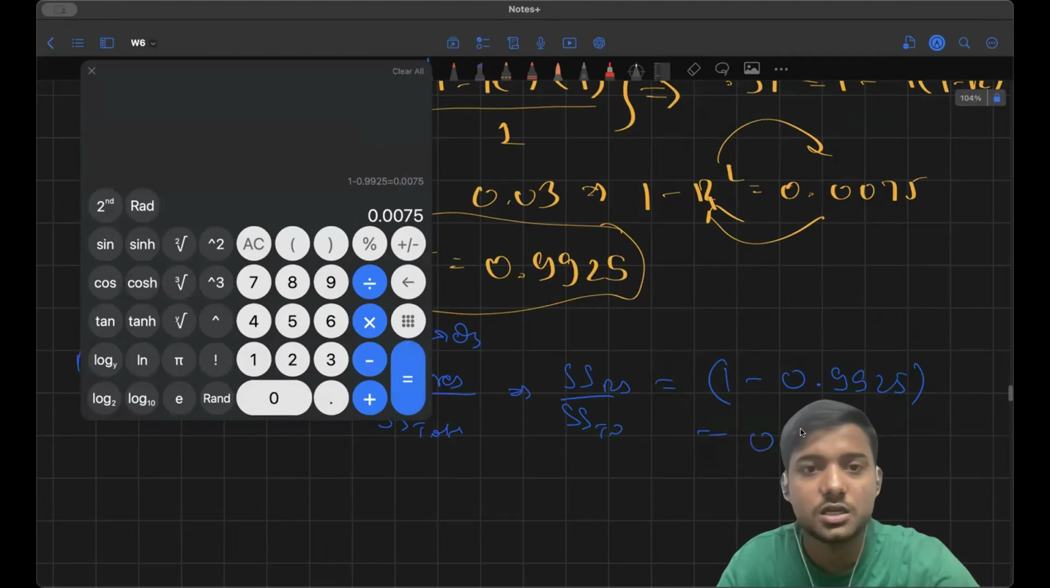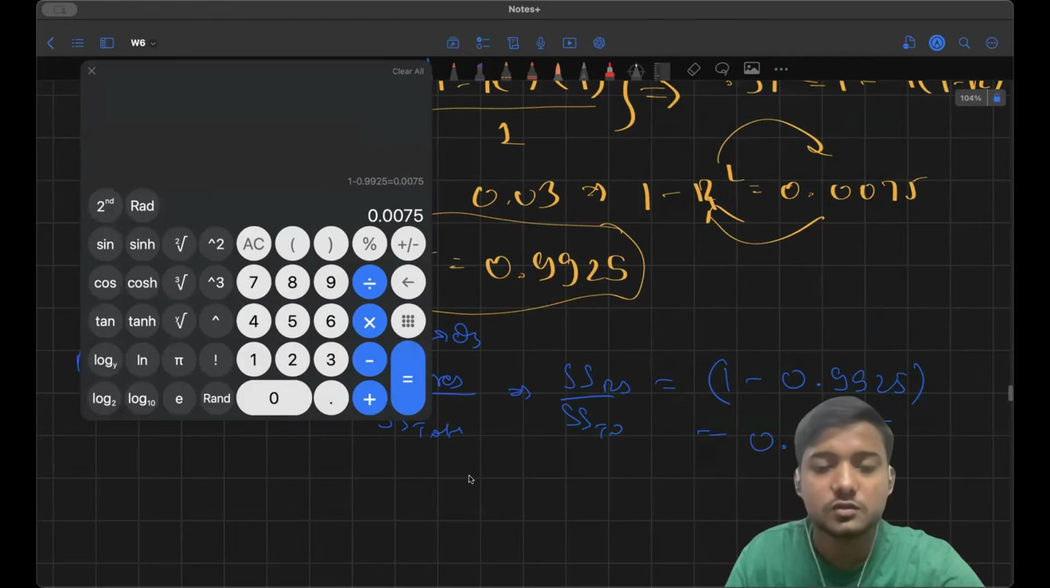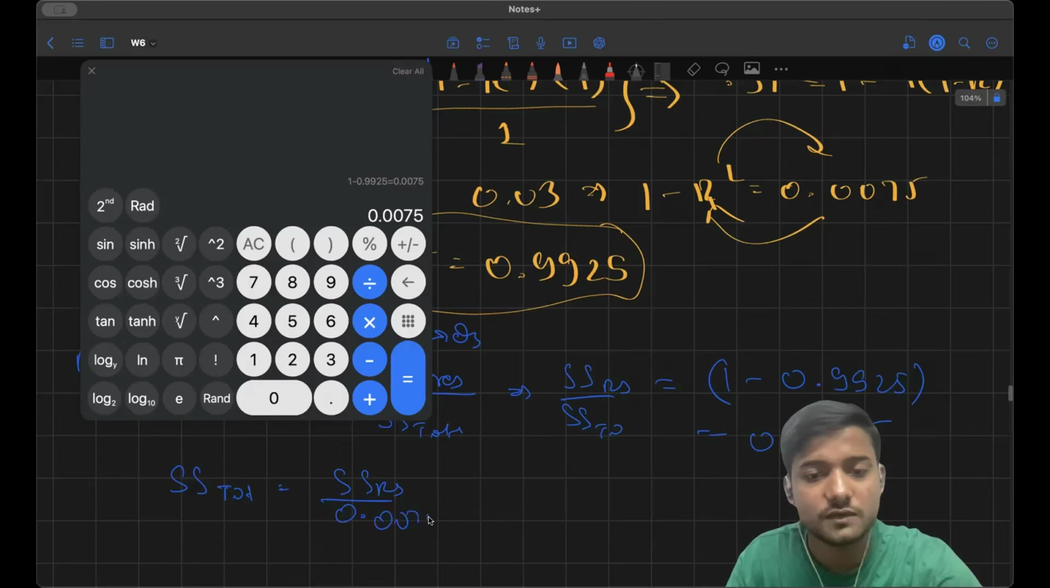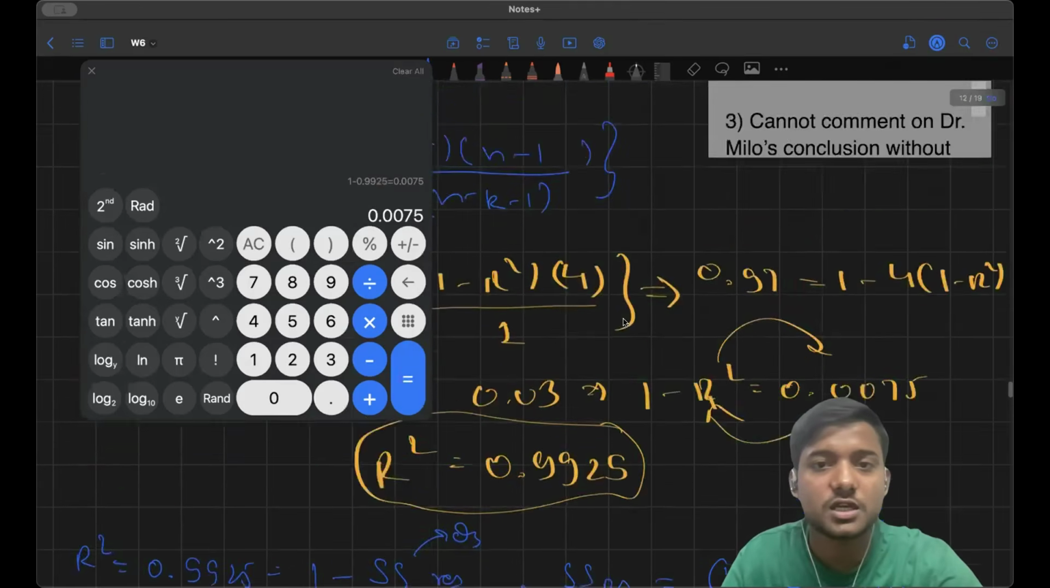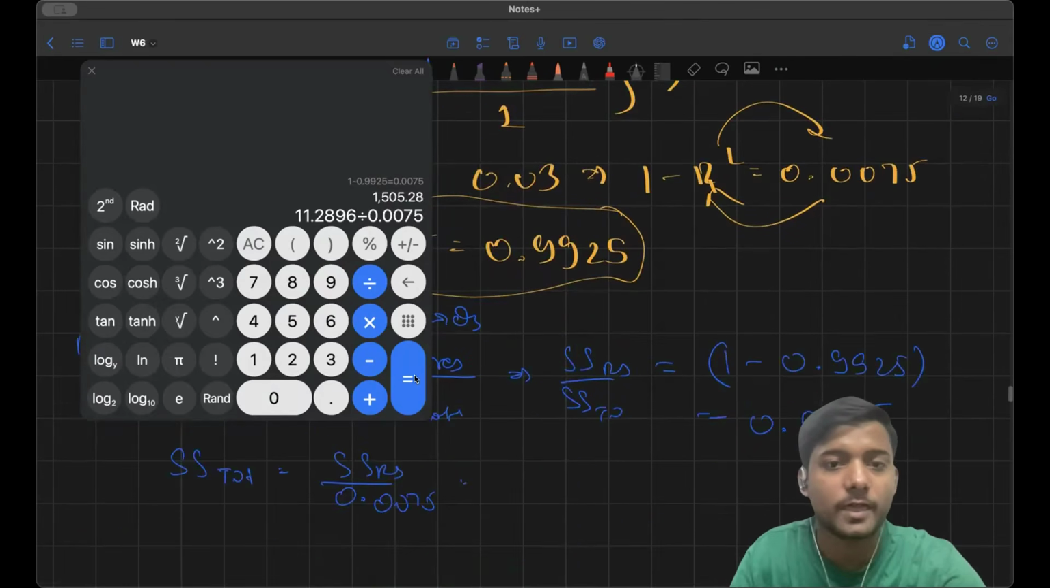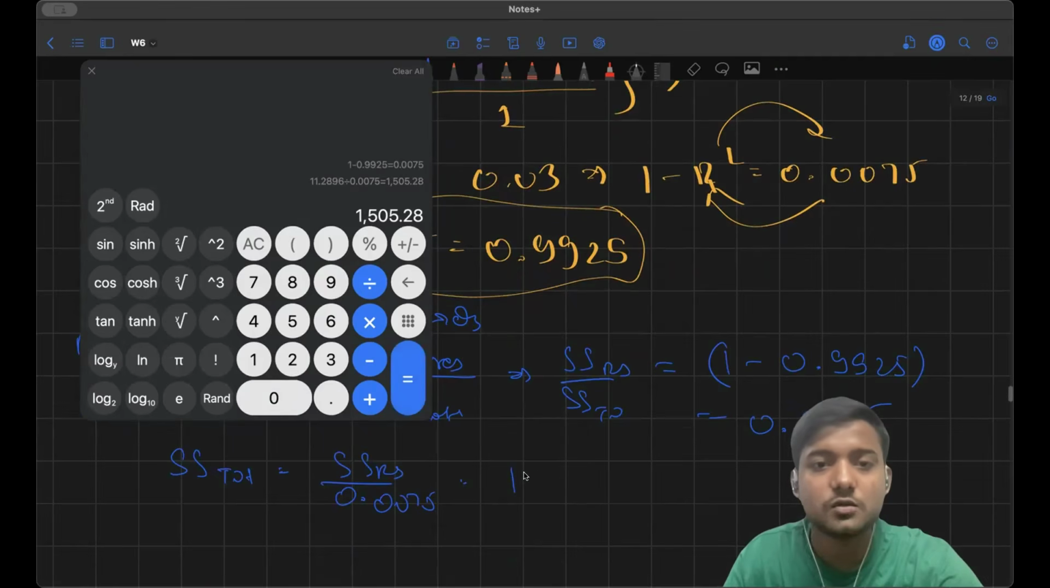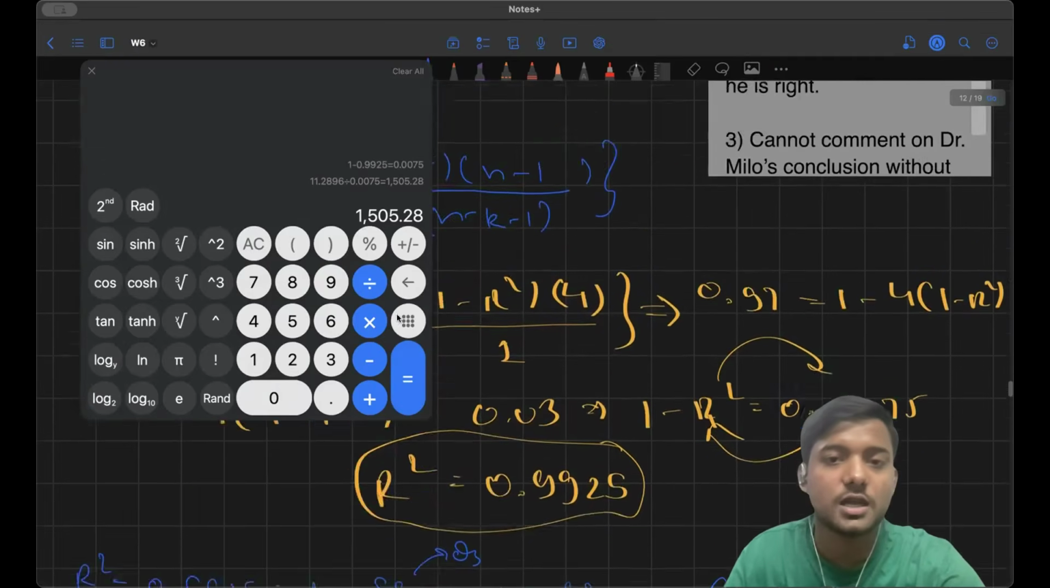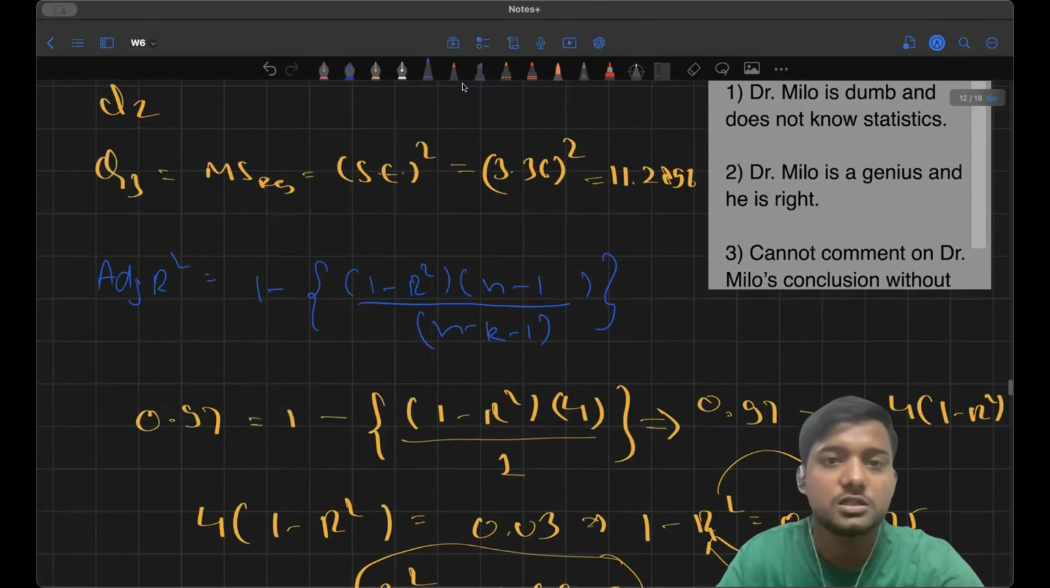So this becomes 0.0075. We know sum square residual, we don't know sum square total. So what is sum square total? Sum square total is equal to sum square residual divided by 0.0075. What is sum square residual? We have already calculated that here. That is going to be 11.2896 divided by 0.0075. I think it was that only, 0.0075, yes. So my sum square total would be 1505.28. So this is how I get access to my sum square total.